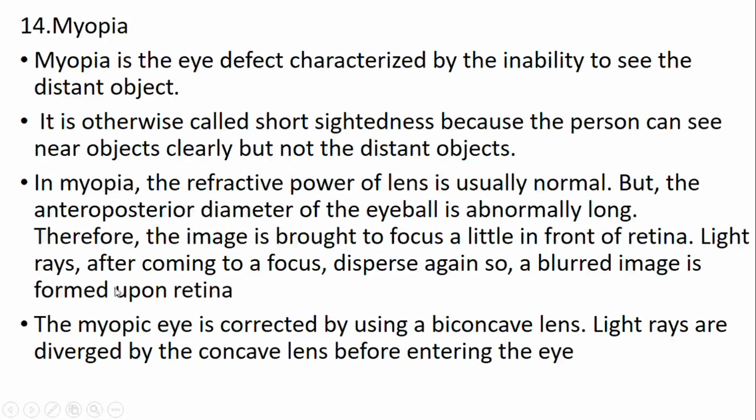Light rays, after coming to a focus, disperse again, so a blurred image is formed upon the retina. The myopic eye is corrected by using a biconcave lens. The light rays are diverged by the concave lens before entering the eye.